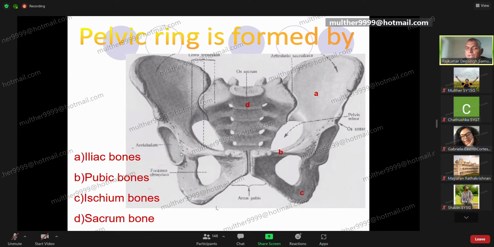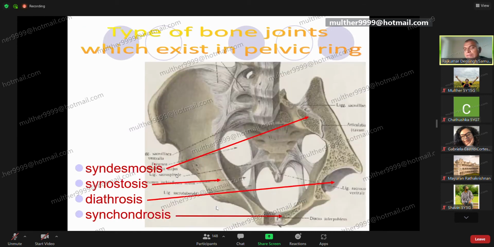But in the acetabulum, what we have here is like in the skull, where bones are connected with the help of sutures and things like that. So we call them synostosis.